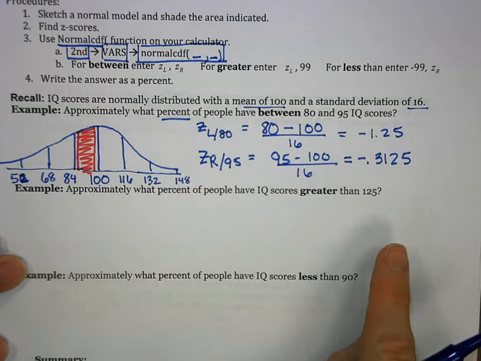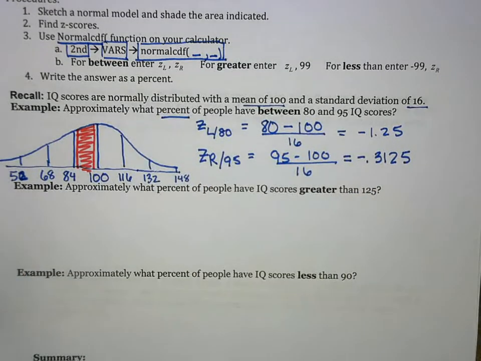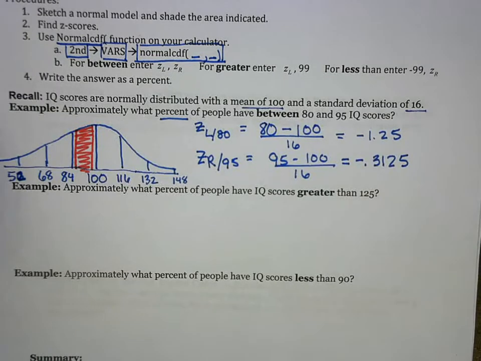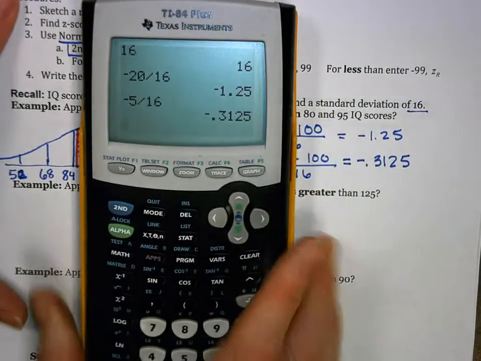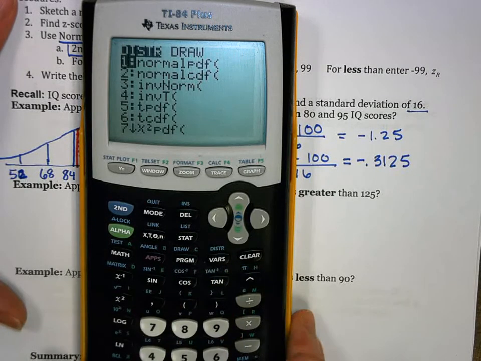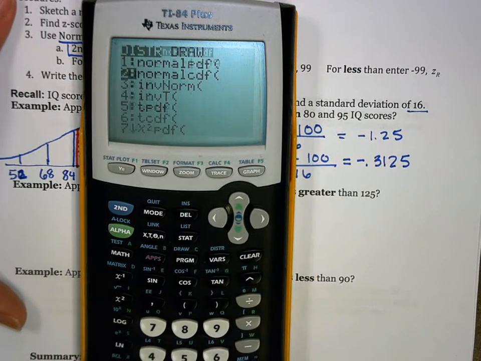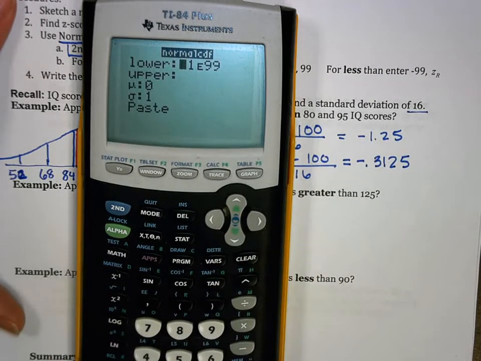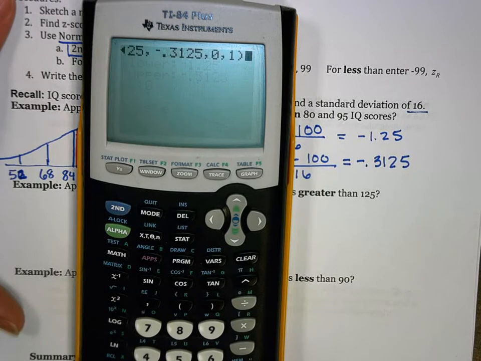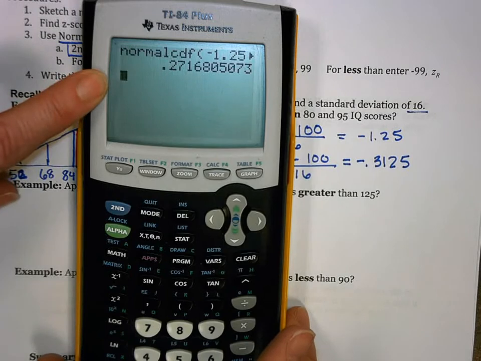Okay, so we have one more step. The next step is we're going to use the normal CDF function on our calculator. So let's hit second, vars, normal CDF, and let's put in our lower score. Our lower score is negative 1.25. Our upper score is our z right, negative 0.3125. Now we just hit enter, enter, enter, enter, enter. And we get a normal CDF of 0.271.